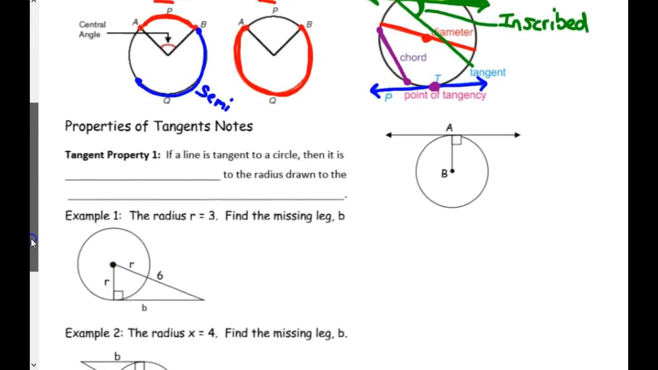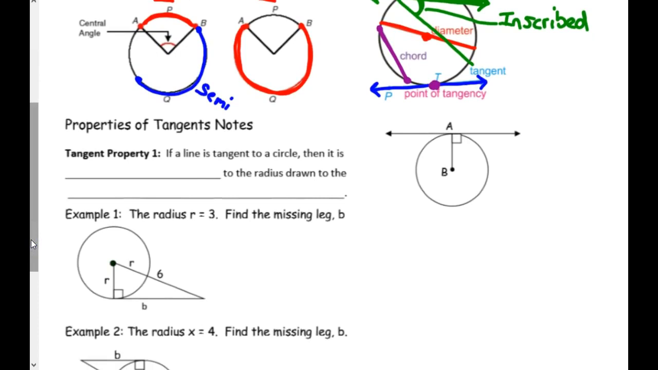So here we are. Tangent property 1. If a line is a tangent to a circle, then it is blank to the radius, okay? Now, do y'all remember that P word whenever you have lines that make a right angle? It's not parallel, it's the other one. Perpendicular, okay? So if it makes a right angle, like a tangent line does, it's called perpendicular. If a line is tangent to a circle, then it is perpendicular to the radius. Does everyone see the 90 degrees right here?